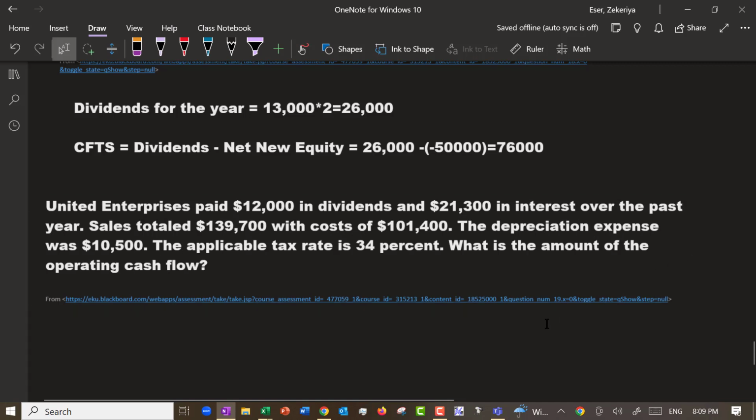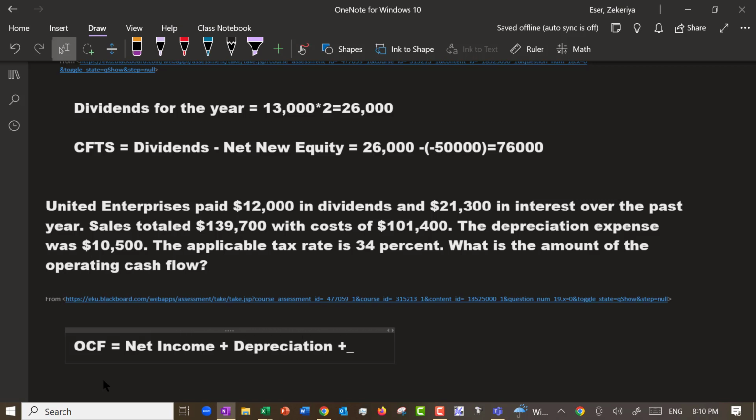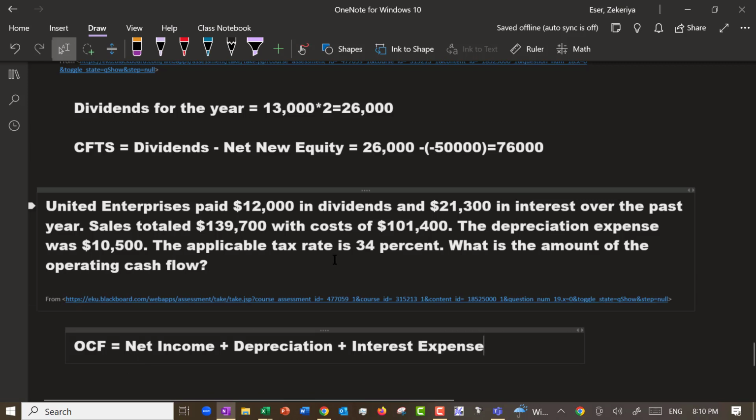We know the dividends, we know the interest, sales, cost, depreciation, tax rate. What's the operating cash flow? Now, operating cash flow is net income plus depreciation plus interest expense. We are given the interest expense, we are given the depreciation. If you calculate net income, we're home, right?